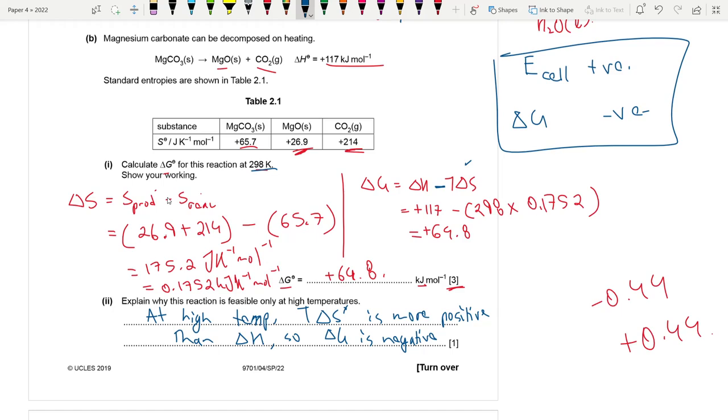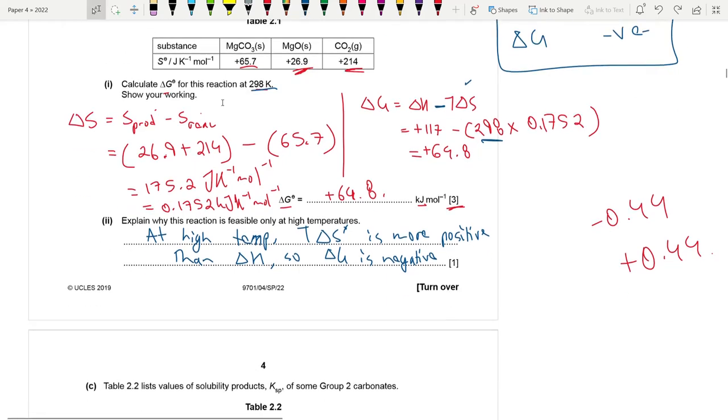But think about it. If you increase the temperature, what's going to happen? If you increase temp, the value of T del S increases. T del S becomes more positive, right? And as a result, compared to del H, del G will become negative at higher temperatures. But now the reaction is not feasible.